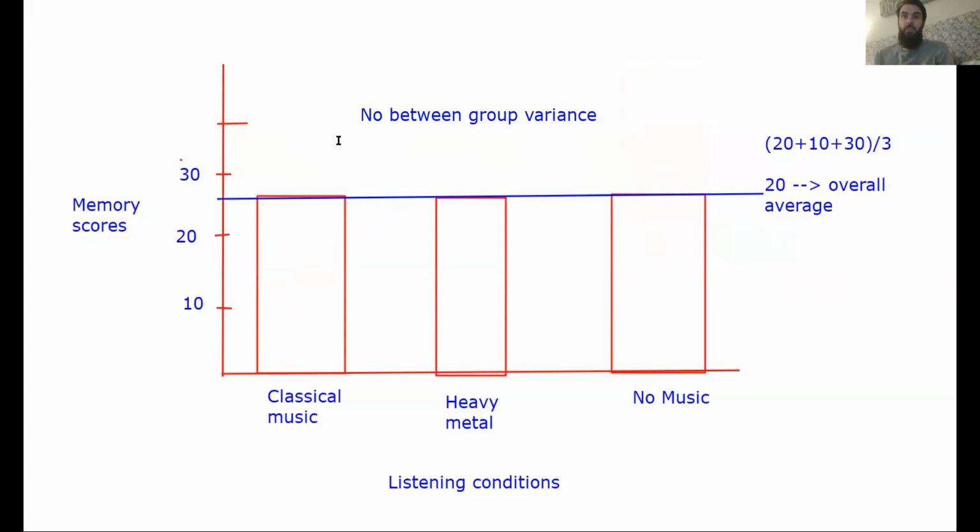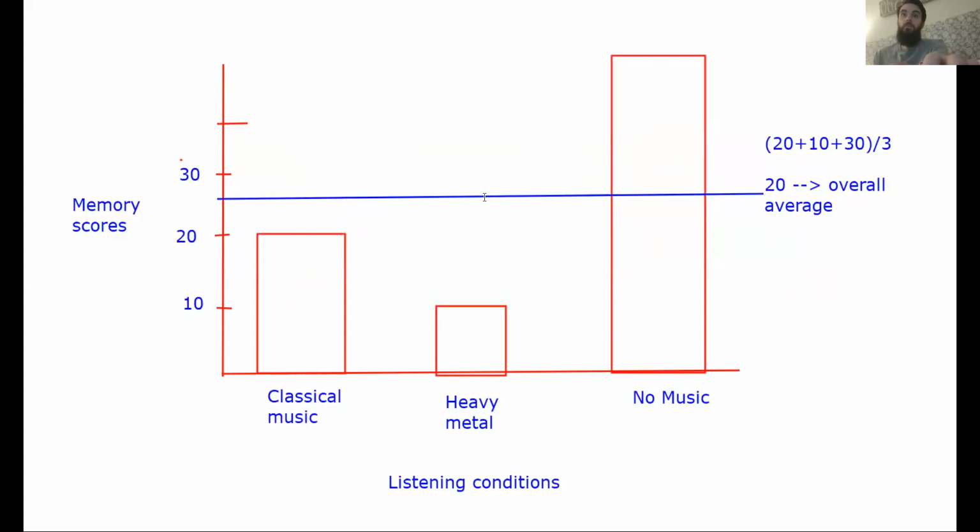Here, all three condition means are the same. There's no between group variance. Here, the condition means are widely different from one another. There's lots of between group variance.